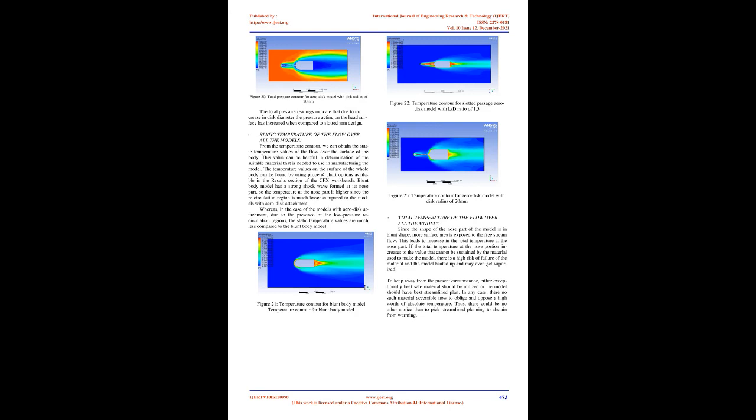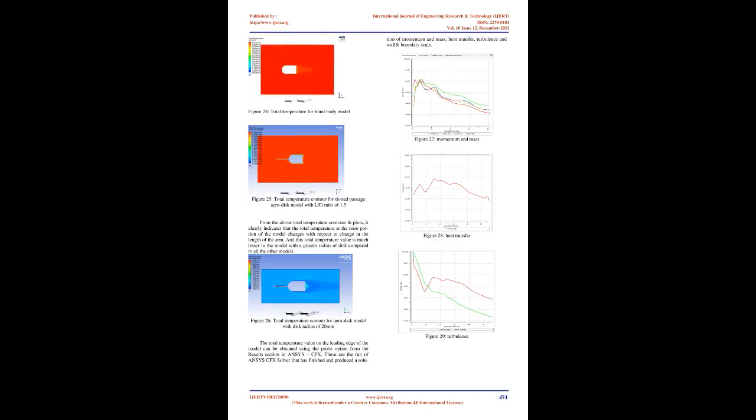Figure 16. Pressure contour for slotted passage aero-disk model with L/D ratio of 1.5. After comparing the results of different designs, the one with disk radius of 20 mm has less effect on it even at high pressure conditions.